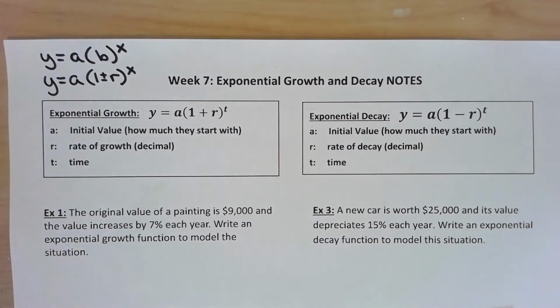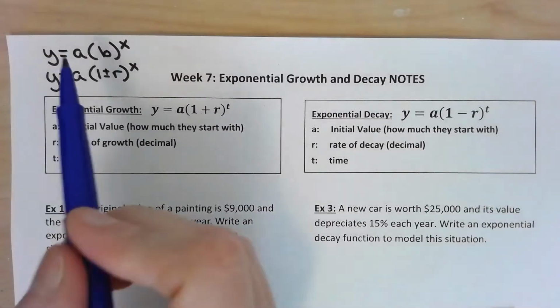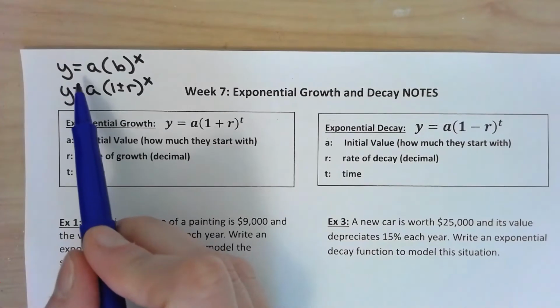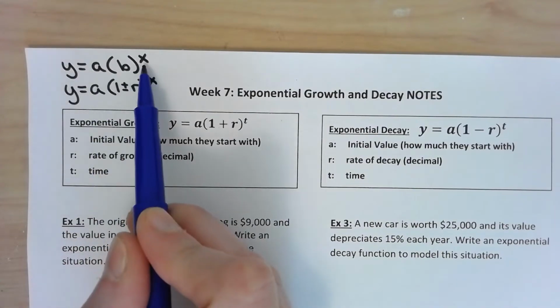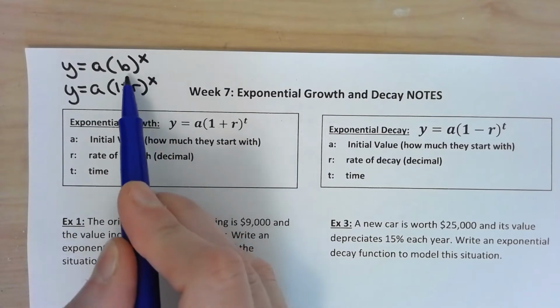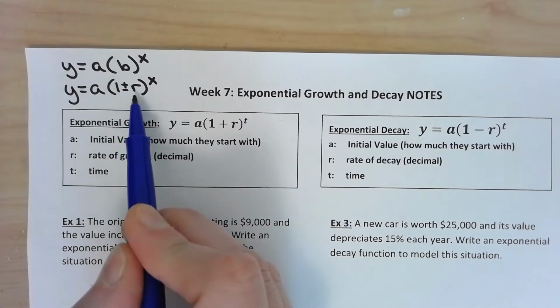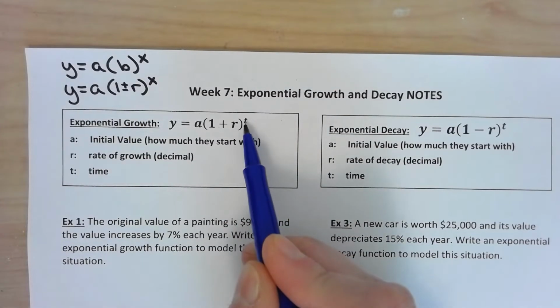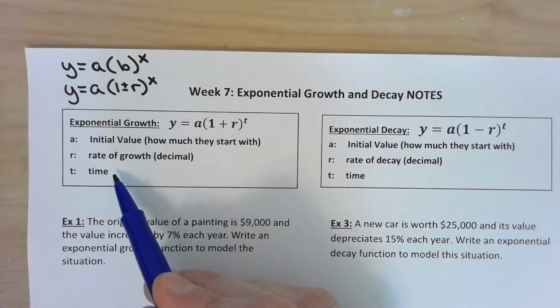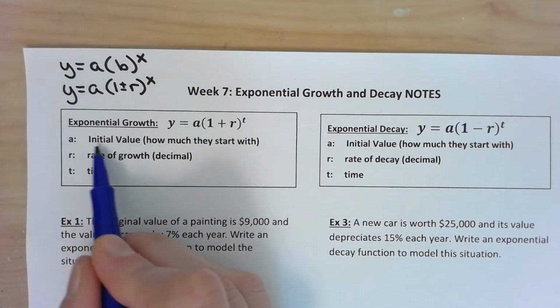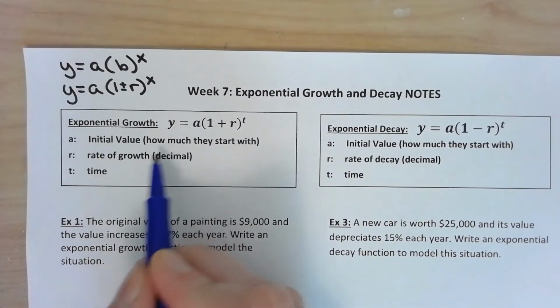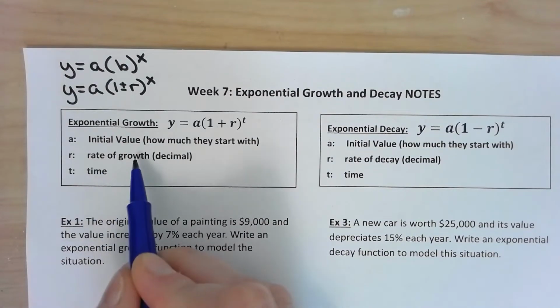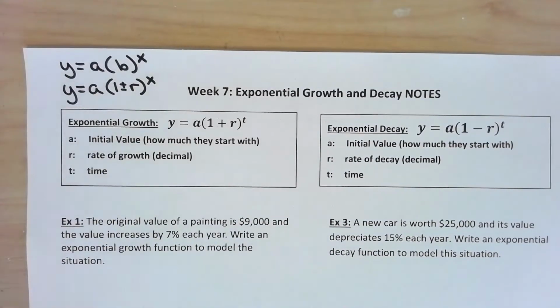Week 7, Exponential Growth and Decay. So last week we learned about exponential functions in the form y equals a times b to the x power, or sometimes that b was written as 1 plus or minus the r value. Well, what's different today is that instead of an x as the exponent, we're going to be using a t, but that's just because t stands for time. Now the a value is still going to be your initial value, or how much they start off with, and r is going to be your rate of growth or decay, and it always has to be written as a decimal.